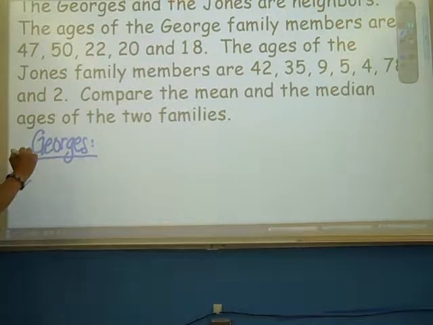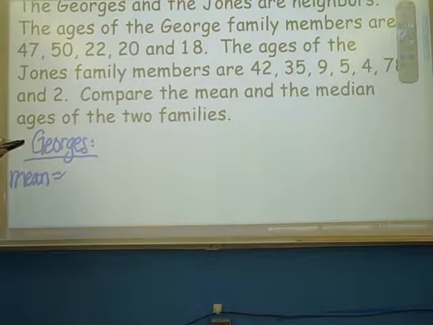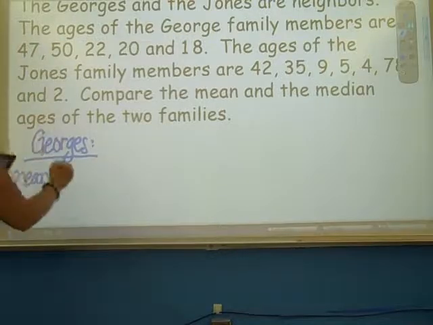They want the mean and the median. The mean of the Georges. So we have 47 plus 50 plus 22, 20, and 18. 1, 2, 3, 4, 5. I get 157.